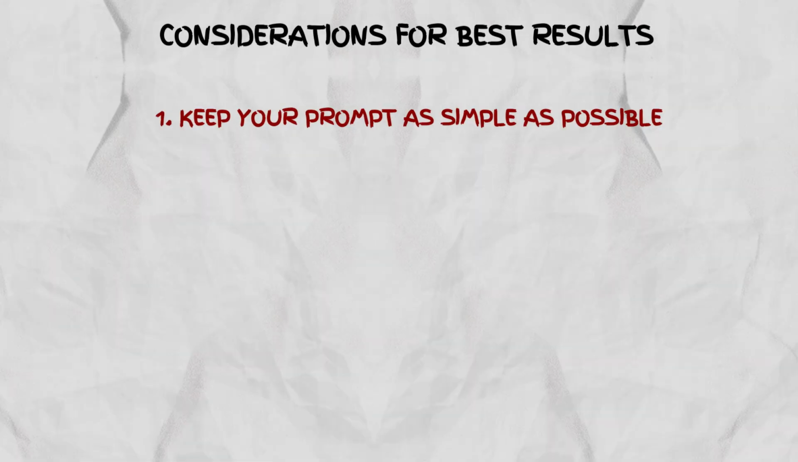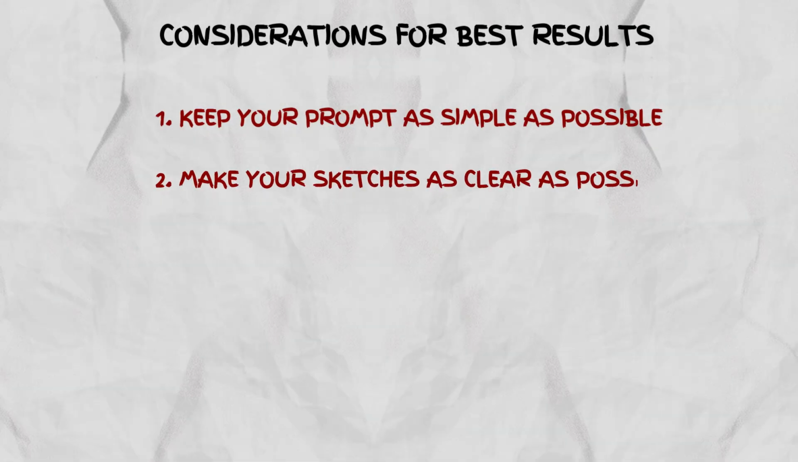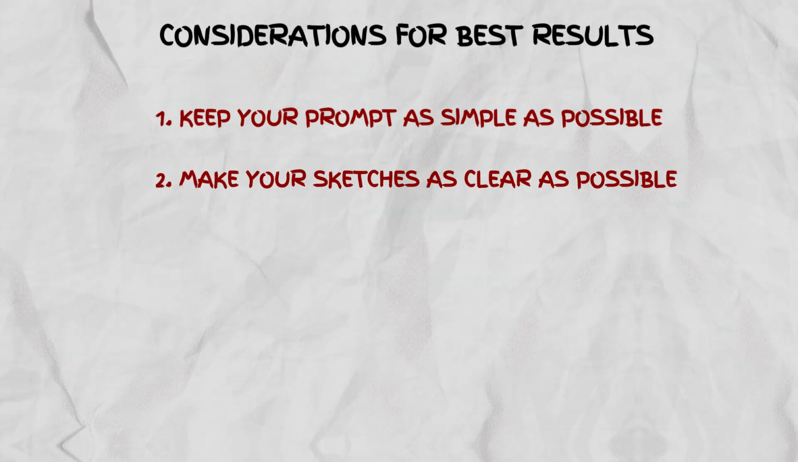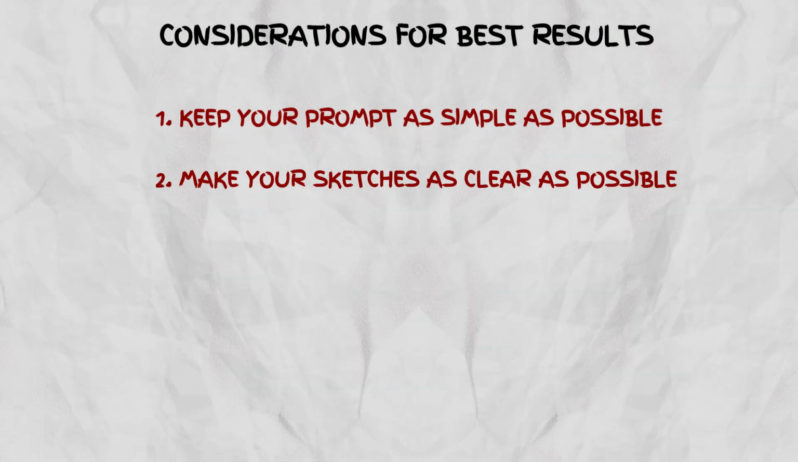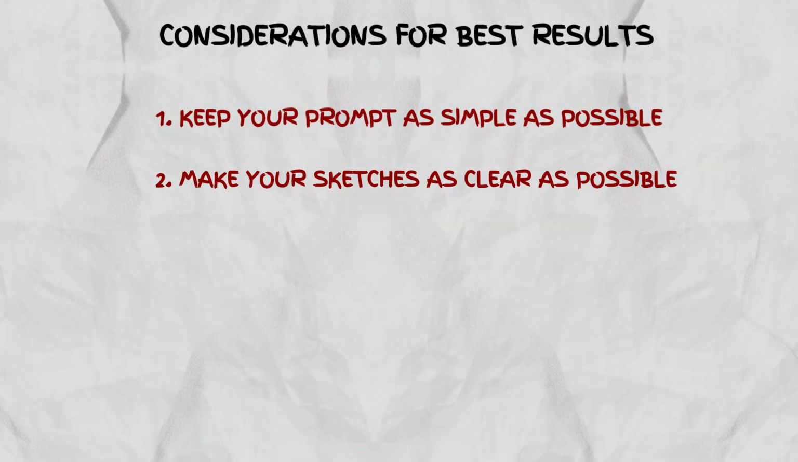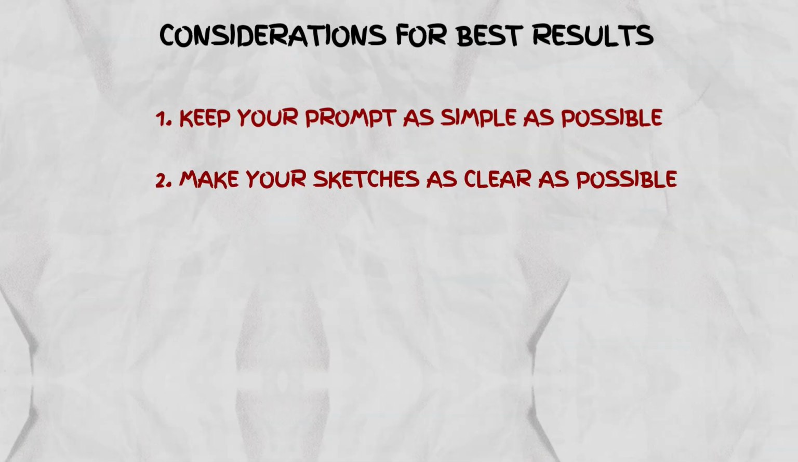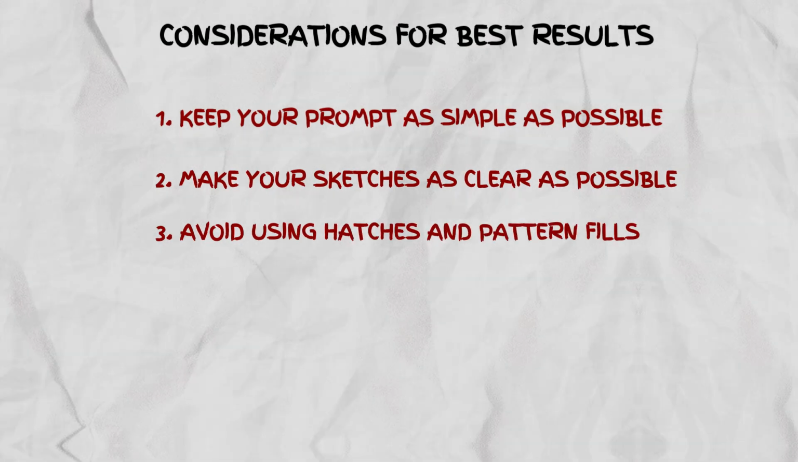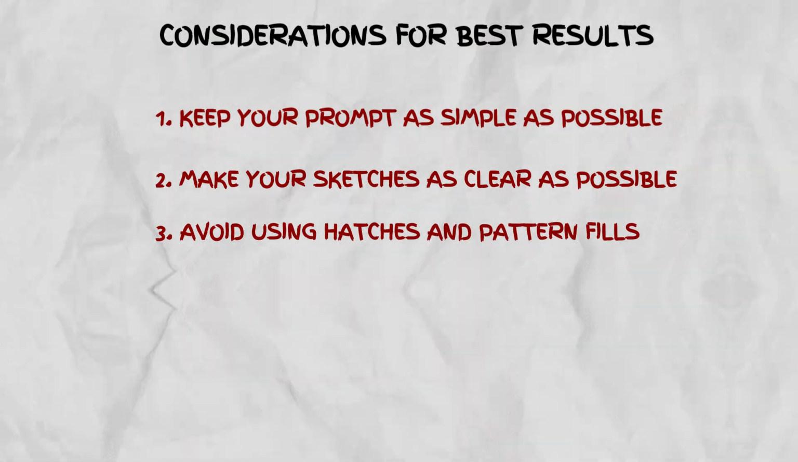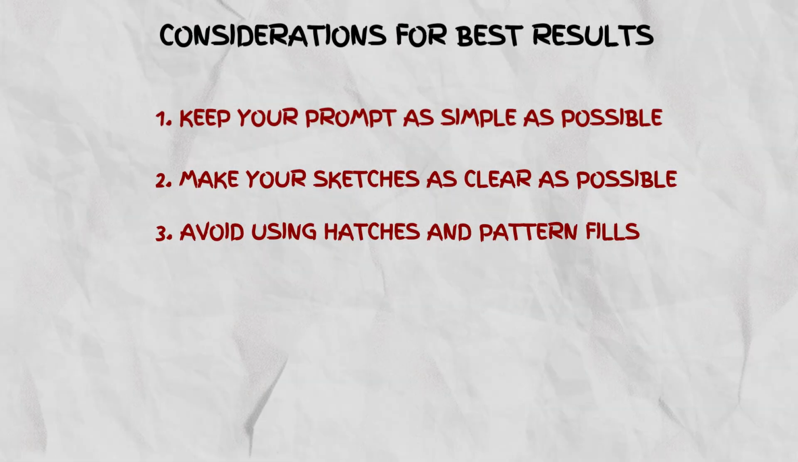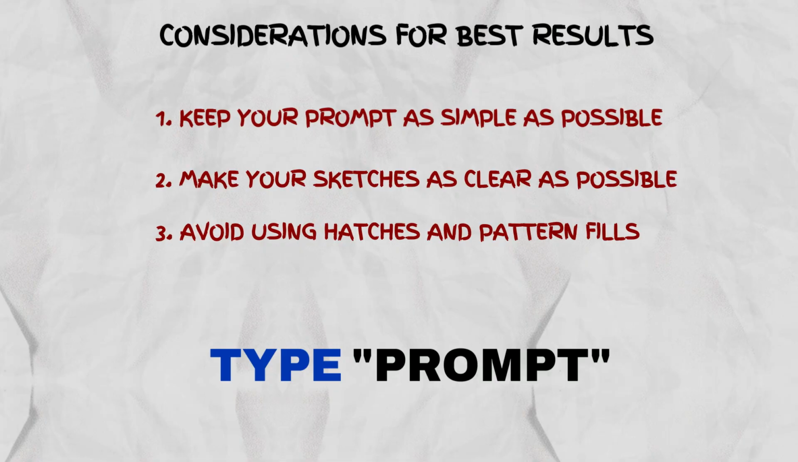Another important consideration is to make your sketches as clear as possible, even if it is not the best of sketches. AI can figure things out if details such as walls, windows, furniture, etc. are clearly placed. Avoid using hatches within your floor plans. It can get the AI confused as to what it means. Keep it simple.